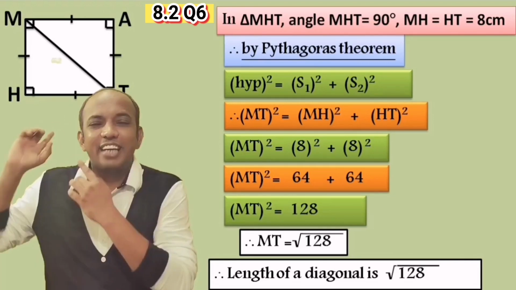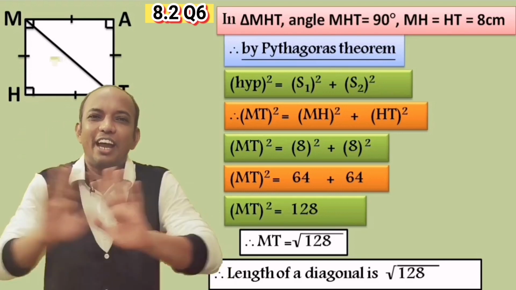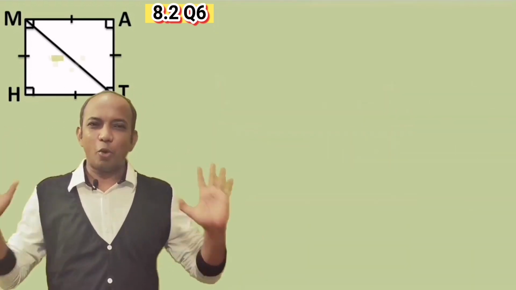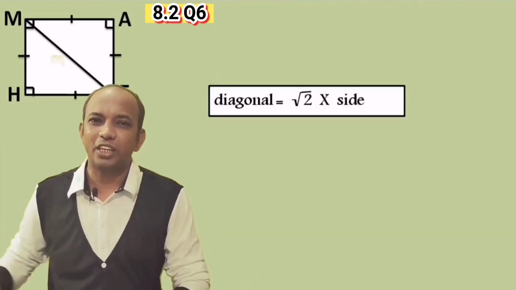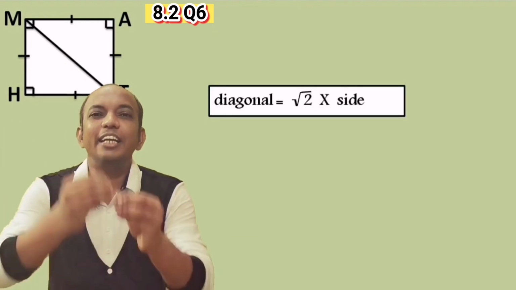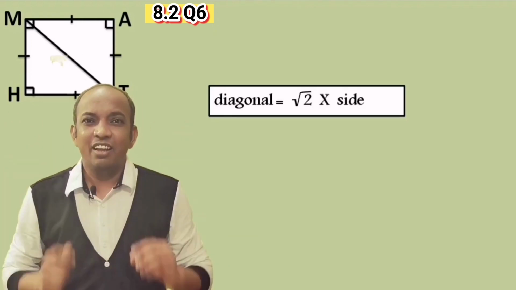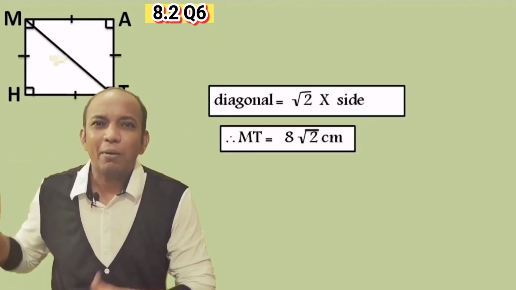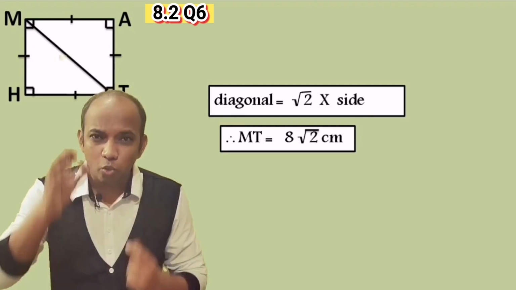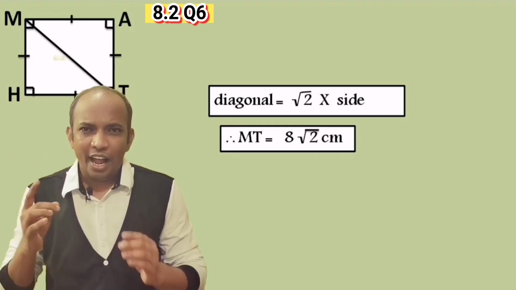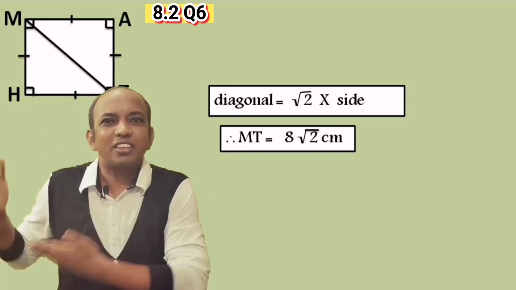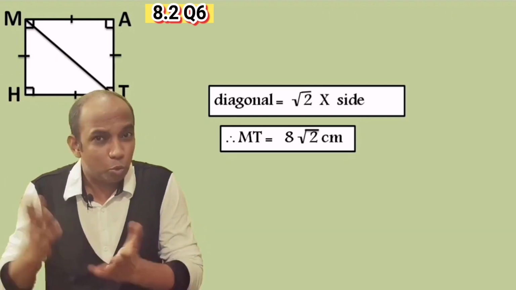So what does the formula say? Diagonal equals root 2 into side, and finish it off. One formula, diagonal equals root 2 into side, and immediately you get the answer 8 into root 2, and bang. If the question is of 1 mark, apply the second formula, that is diagonal equals root 2 into side, and if the question is of 2 to 3 marks, follow the steps according to Pythagoras theorem.